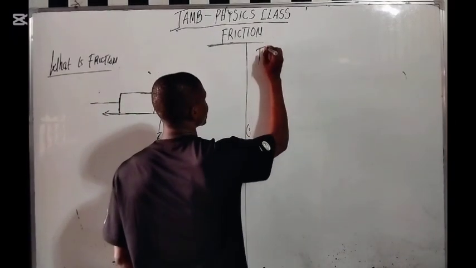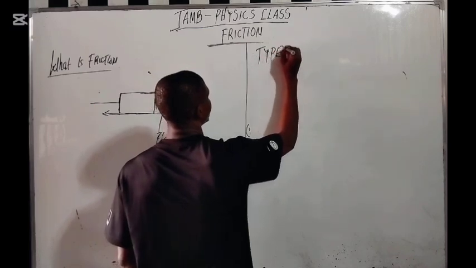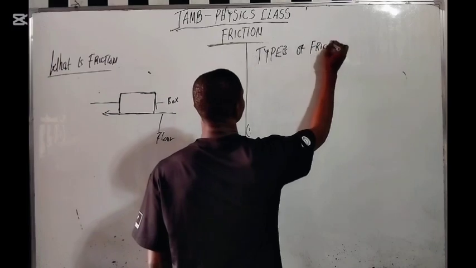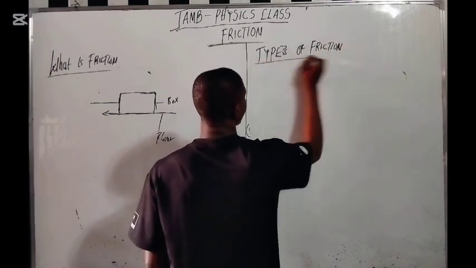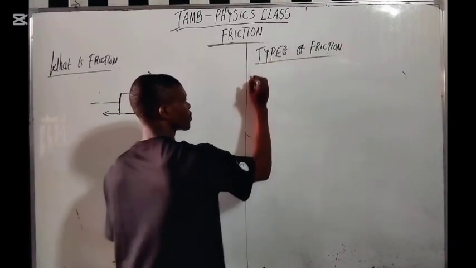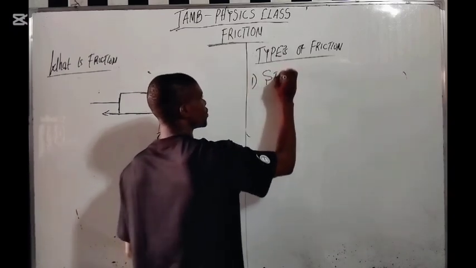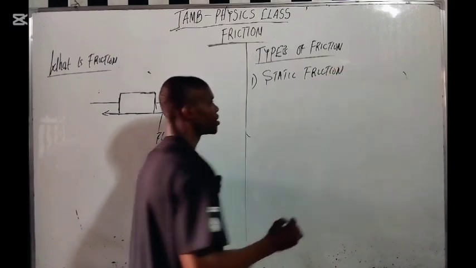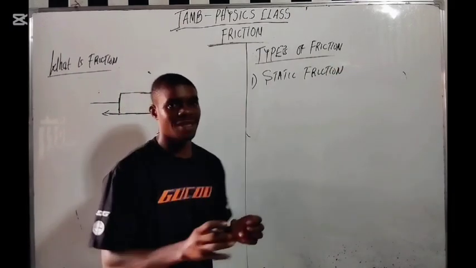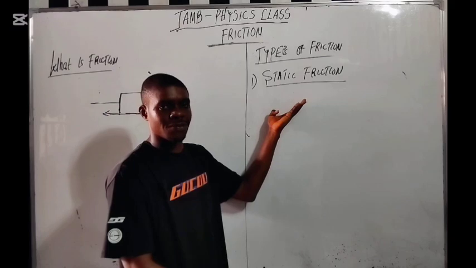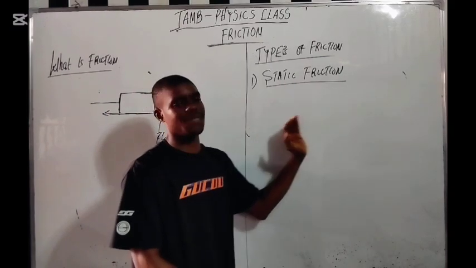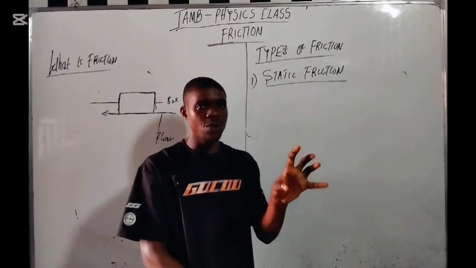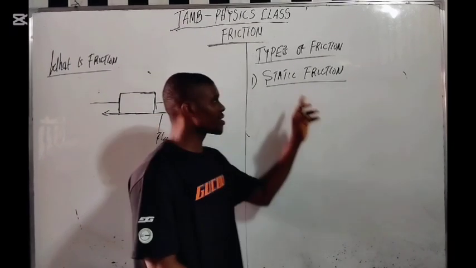Types of friction. Number one is called static friction. Now, what is static friction? Static friction prevents an object from moving when a force is being applied. So that force that prevents an object from moving when a force is being applied is called static friction.